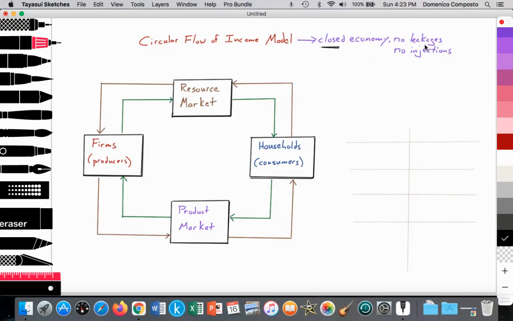And also, we're going to assume in the model that there are no leakages or injections, meaning that the economy will not expand or contract. And that's something I'll talk about perhaps in another video.